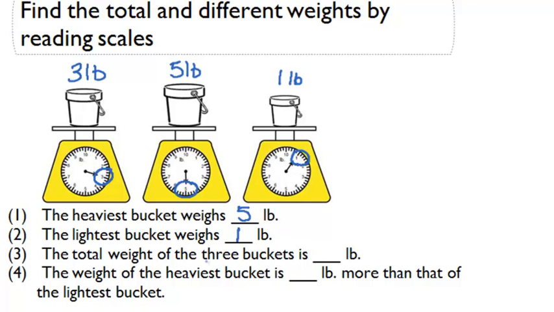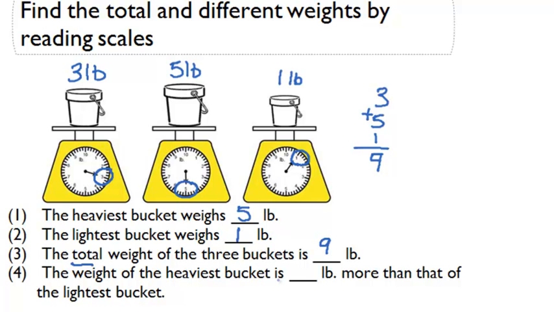Now the total weight of all 3 buckets is going to require us to add these together, since total means all together. So we're going to add 3 plus 5 plus 1. Now 3 plus 5 plus 1 is 9. So altogether the 3 buckets are going to weigh 9 pounds.